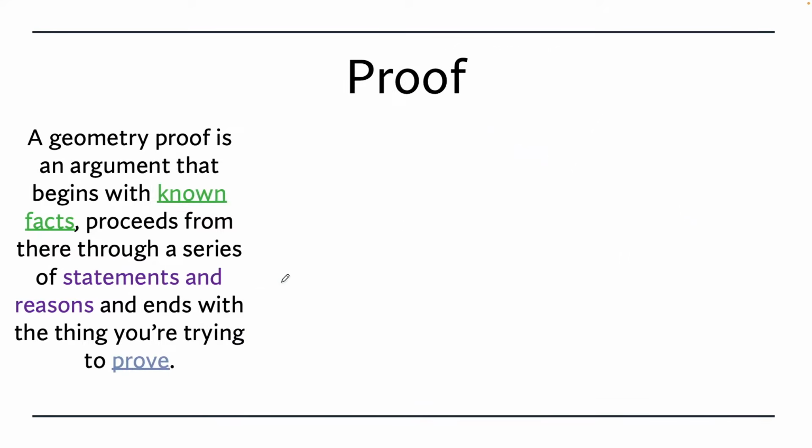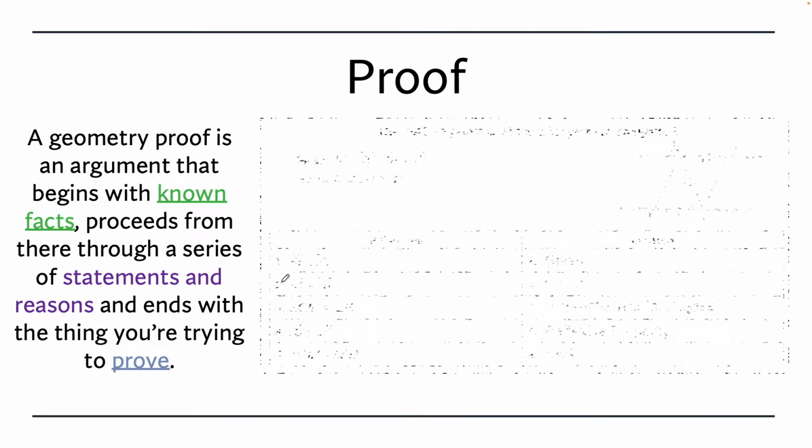All right, so now a proof. Geometry is known for proofs. And to be perfectly honest, most people think they're a little bit terrifying. But just stick with me and I'll walk you through how to do these. A geometry proof is an argument that begins with known facts, proceeds from there through a series of statements and reasons, and ends with the thing you're trying to prove.